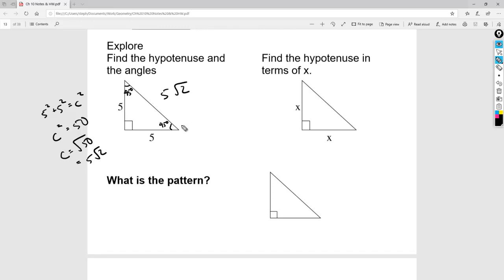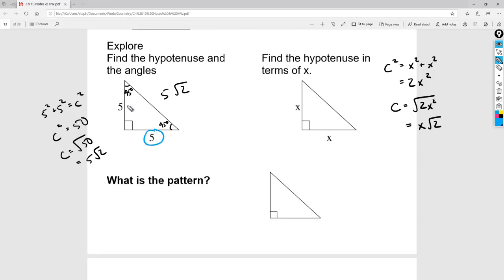Okay, let's see what happens now if I solve just in terms of x. So same thing, I'll have c squared equals x squared plus x squared, which is 2x squared. Now if I take the square root, that will be the square root of 2x squared, or just x root 2.